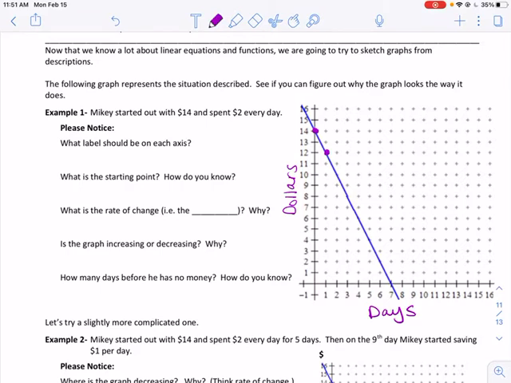And then 2 days later, he has 14 minus 4 because he spent $2 for 2 days, and so on and so forth. So if you look at that $2 per day, that's the slope. That's how much it's going, y per x. So remember, we've already learned that any time you have a per, that is a rate of change.